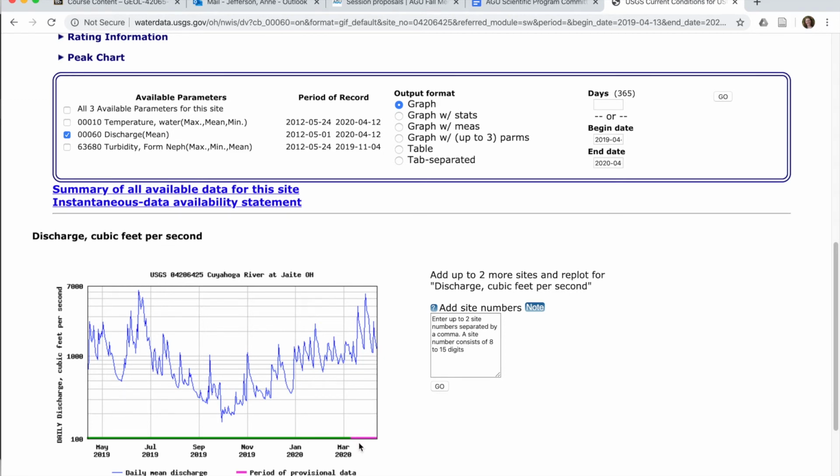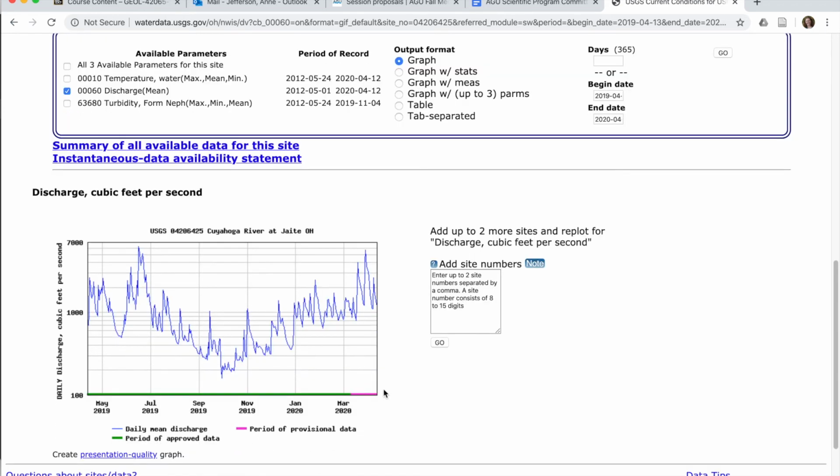But notice that sometime in March here, we're into a period of provisional data. And that means that maybe they haven't finished their quality control on this record. And so these numbers are subject to change. We're putting them up here right now because it's important to know what's happening in recent days, weeks, and months on the stream. But as they do more analysis of the data, they may actually revise these numbers. All right, so there's our graph.